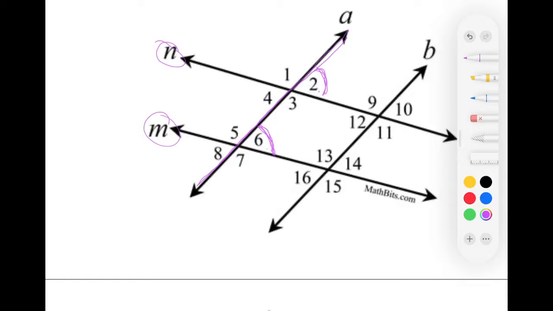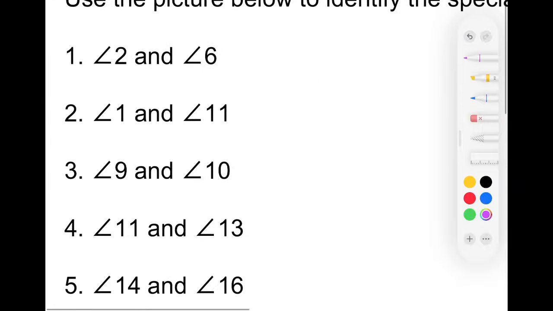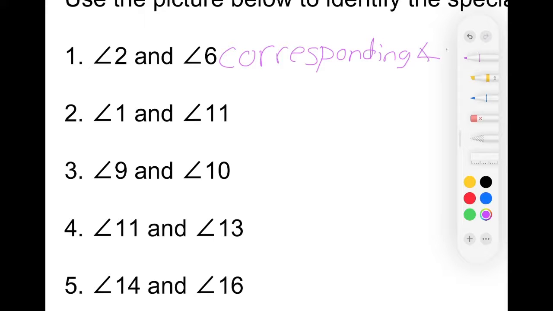So because 2 and 6 are on the same side of our transversal, one is on the inside of our parallel lines, in between our N and our M line, and one is on the outside of our parallel lines, which is our angle 2. So because they're on the same side, one's inside and one's outside of the parallel lines, these are corresponding angles. So for number 1, this would be corresponding angles.